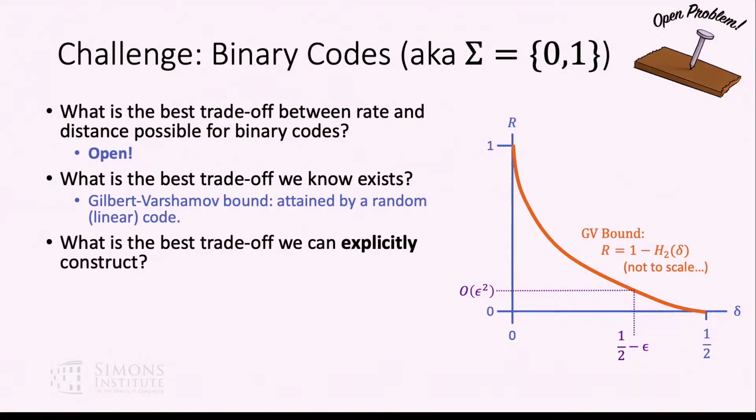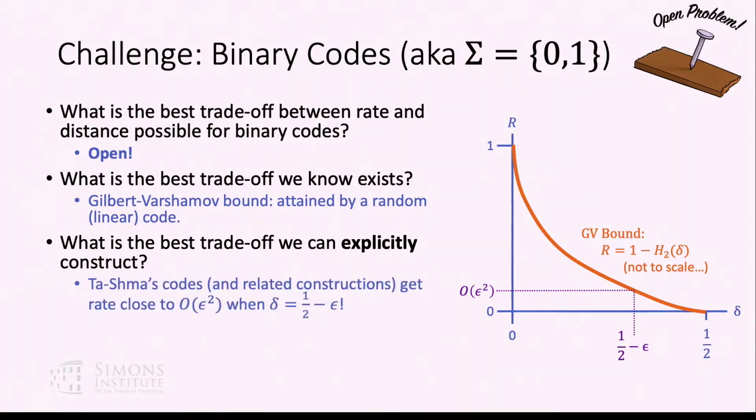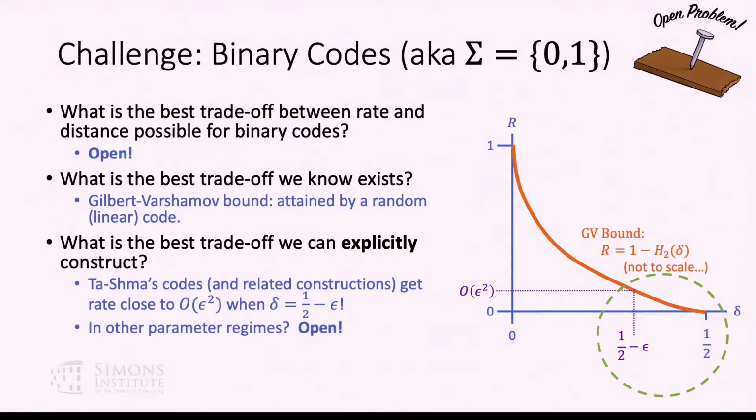Open question. However, we can ask, okay, we know that these codes exist. Can we construct them? This is also largely a big open question. There's been really exciting progress on this in the past 5 to 10 years. For example, Ta-Shma's codes, which were a big breakthrough in 2015, 2016 or so, and related constructions, can get rate very close to the Gilbert-Varshamov bound in the parameter regime where we're really close to a half. So we now do have explicit constructions of codes there, but in other parameter regimes, it is a big open question.